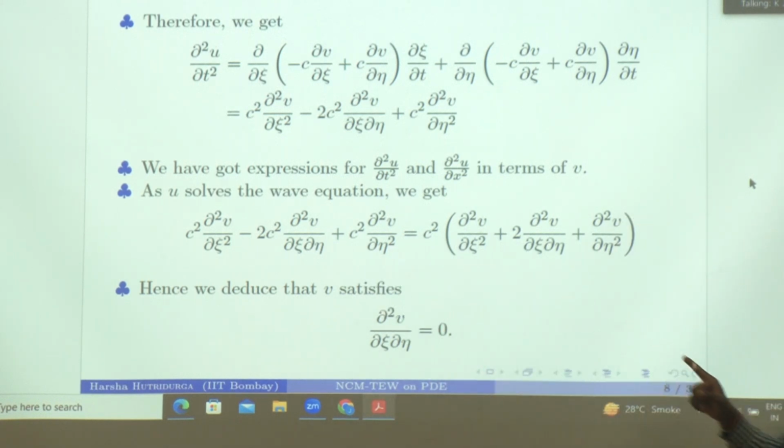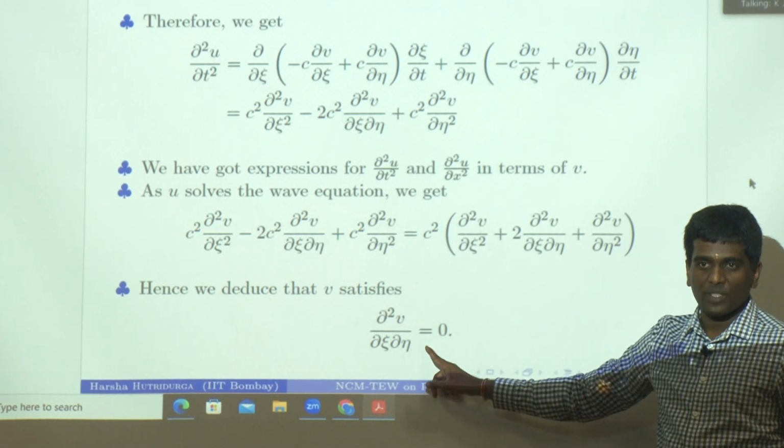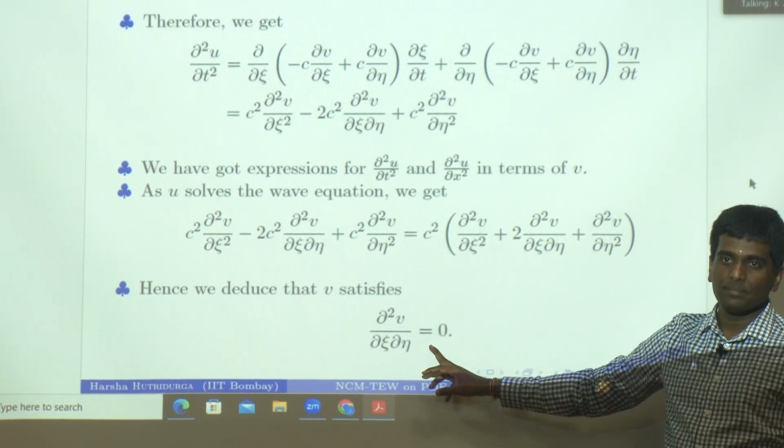See, this is what I said. If u solves the wave equation in the xt variables, and you make this particular change of coordinates, where xt is taken to psi eta, where psi eta are x minus ct and x plus ct. Okay? In these new variables, your v, which is essentially the copy of u, is satisfying this. Okay? This is easy to integrate.